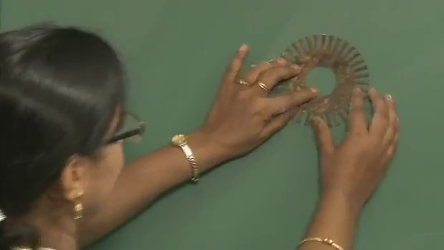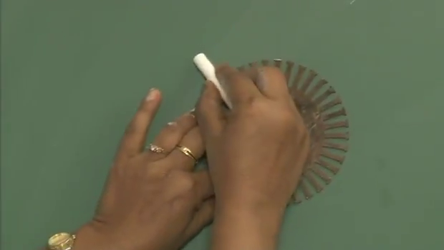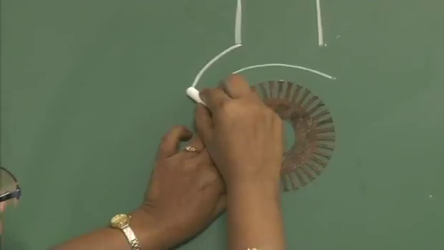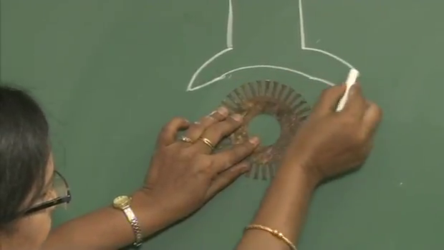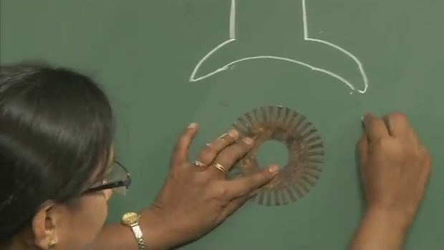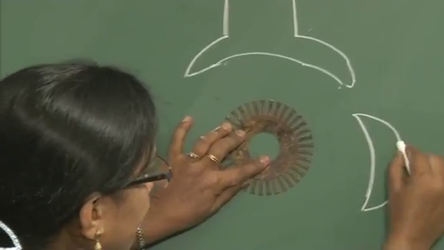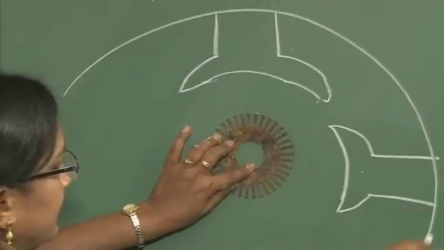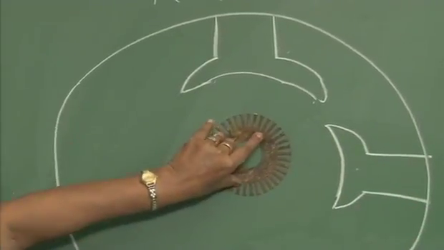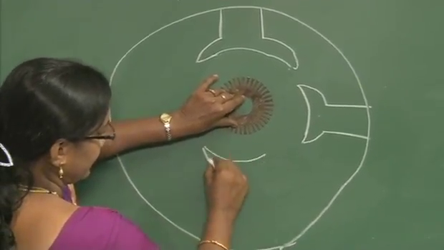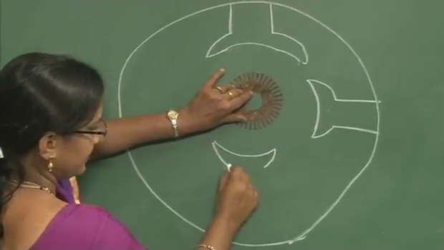When you place the pole shoes here, these poles are fitted to the frame. If you have 4 poles, you will have a structure like this.